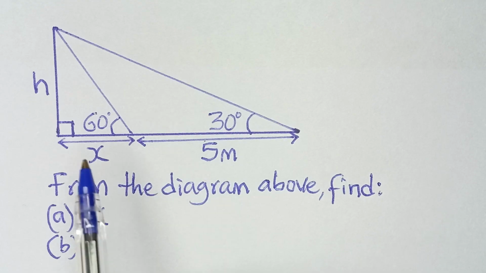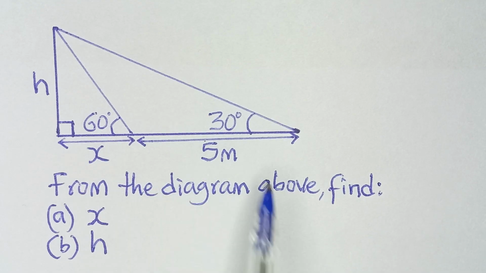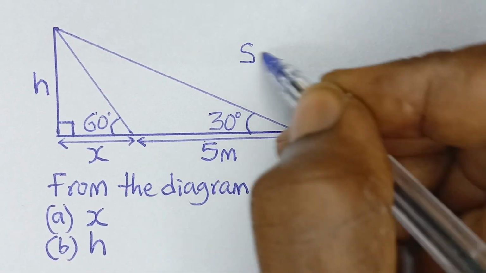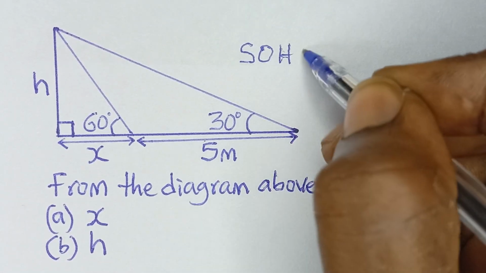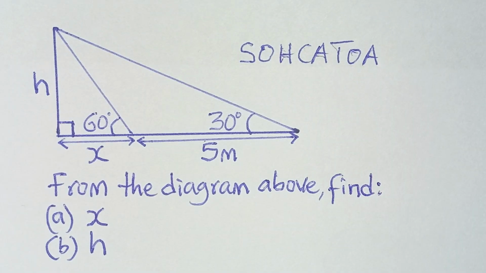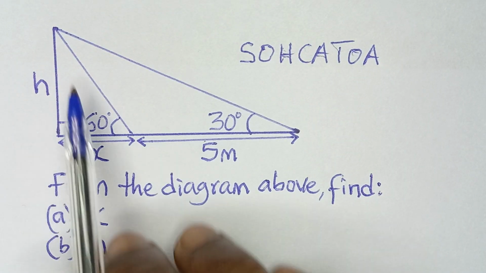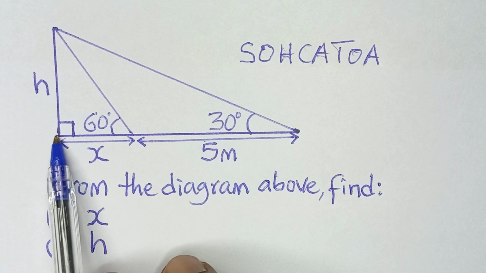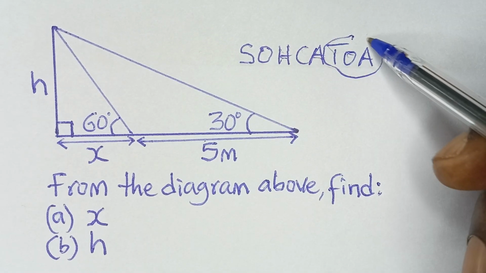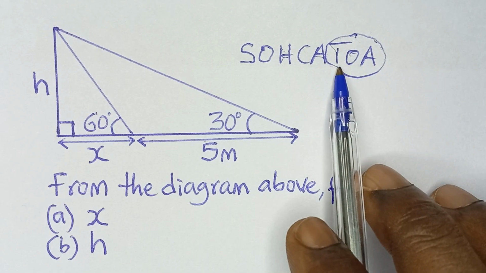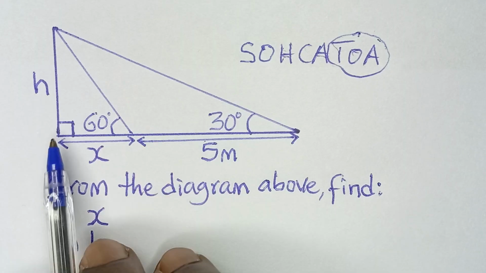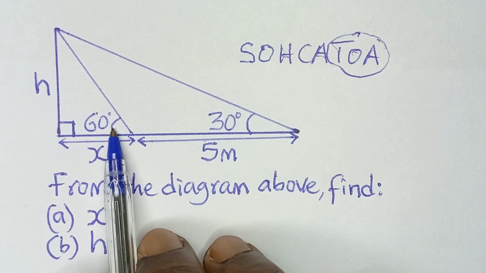Now for us to solve this triangle, we are going to use the trigonometric ratio. So I want to believe we remember the acronym SOHCAHTOA. So if you look at this SOHCAHTOA, this is opposite and this is adjacent. So it means we are going to use the tangent aspect of this. So the tangent is opposite over adjacent. So we'll be using opposite over adjacent for this angle 60.